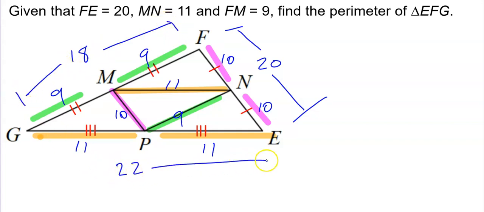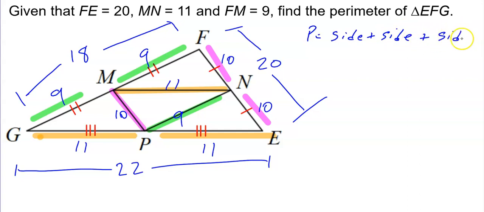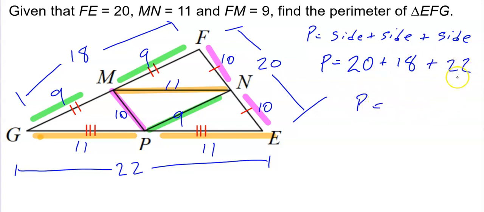And down here in orange, we've got 22. So let's find the perimeter of triangle EFG, the big triangle. To find the perimeter, I am going to do side plus side plus side on the big triangle. So the perimeter is going to be 20 plus 18 plus 22. I can do 30, 40, 60. Boom.